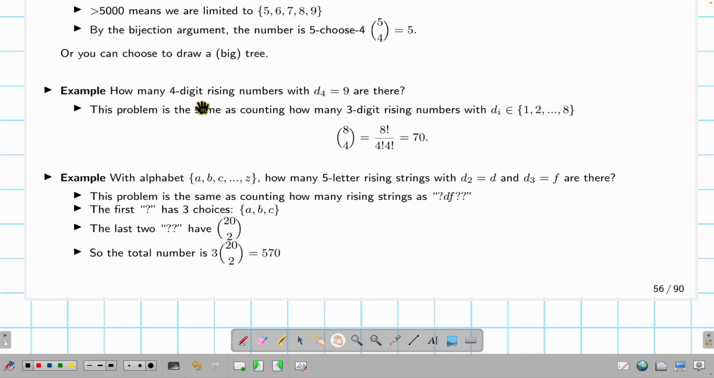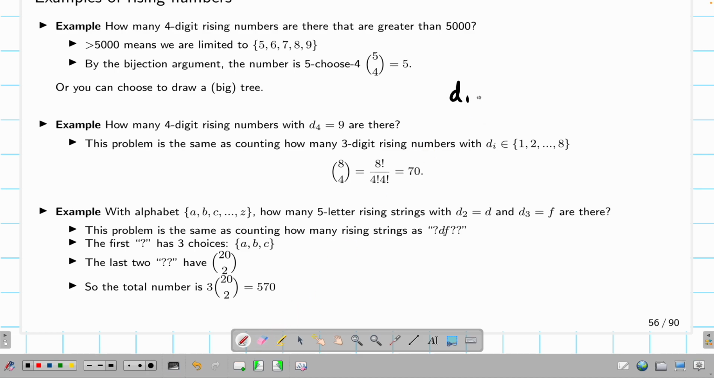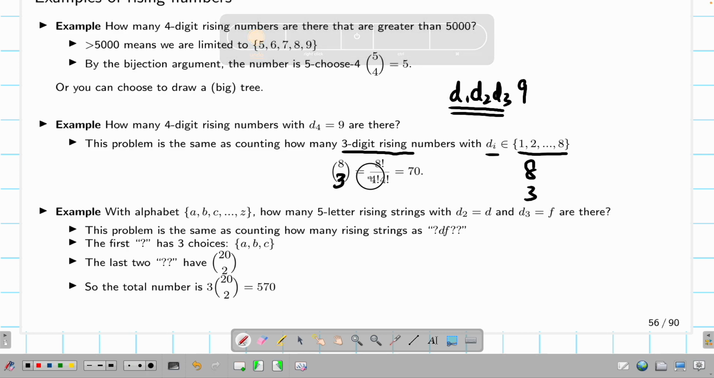How many 4-digit rising numbers with D4 equal to 9 are there? That means we have D1, D2, D3, and 9. We don't need to write D4. This is the same as finding a 3-digit rising number with each digit from 1 to 8. Why is there no 9? Because if I put a 9 here, then this is no longer a rising number. So it's the same as how many numbers here, choose 3. So 8 numbers choose 3. This was a careless mistake earlier, so it should be 8 choose 3, which is 56.